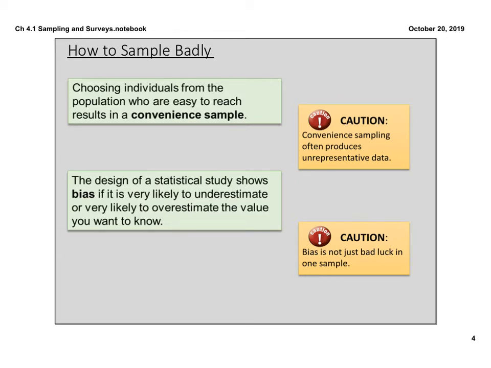Yep, that's very true. So the design of a statistical study shows bias if it is very likely to underestimate or very likely to overestimate the value you want to know. Bias is not just bad luck in one sample. Bias is a result of sampling badly. Bias is a result of not going through the proper methods to collect a good, wide sample.